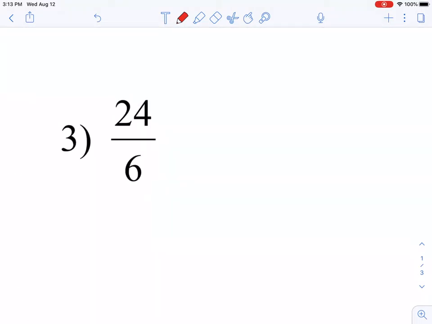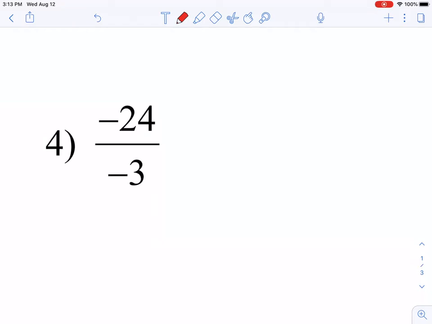Okay, for this one, we are doing 24 divided by 6. These are both positive. My signs are the same, so I will get a positive answer. And I read this 24 divided by 6. So 24 divided by 6, which will give us 4.